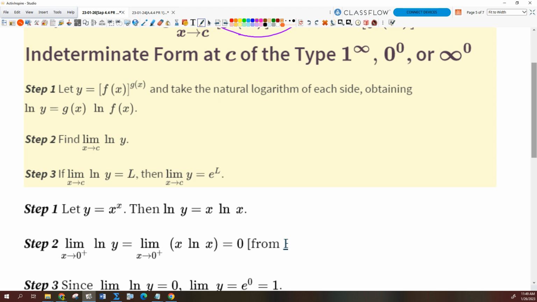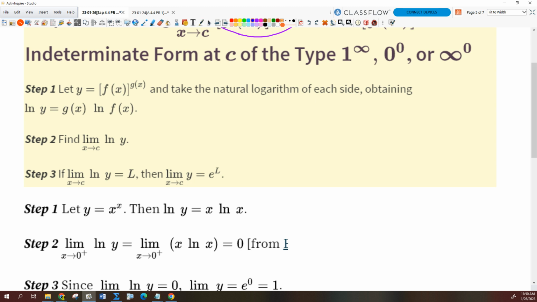I would end up with a product. I'm going to have to turn that into a ratio, right? And solve it using L'Hopital's rule. And that way I'm going to find out what the limit of log y is equal to. And if I know that the limit of log y equals some value, which eventually we're going to get from L'Hopital's rule, then that tells me that if log y equals L, then the limit of y equals e to the L, right?